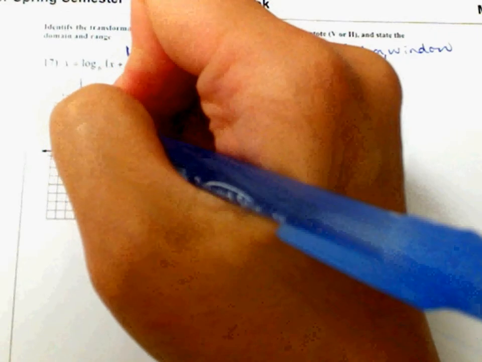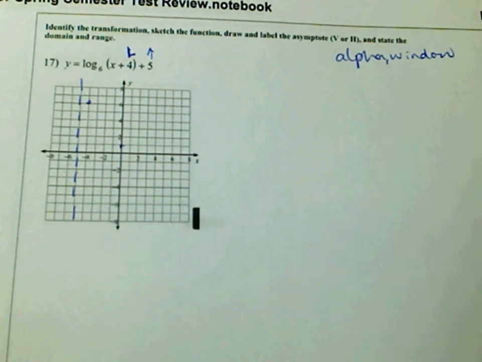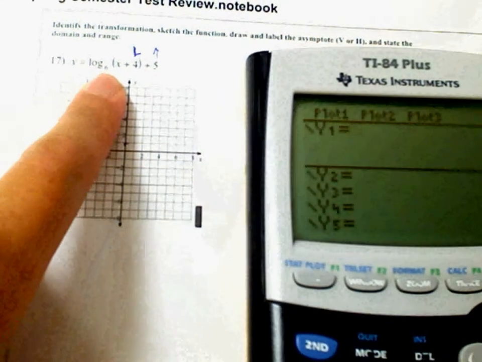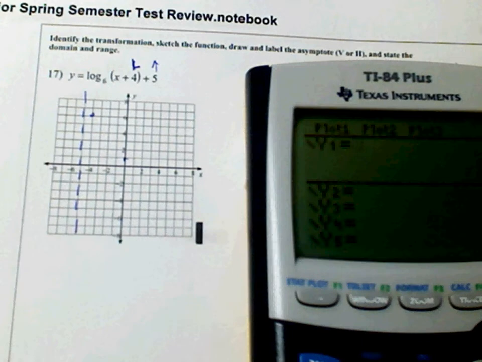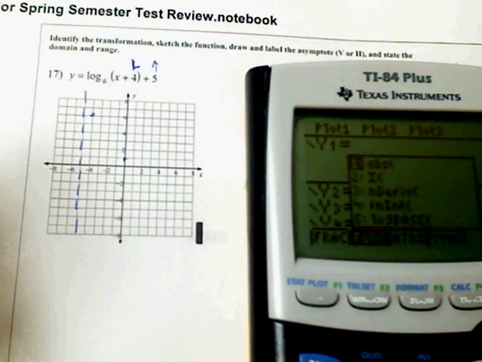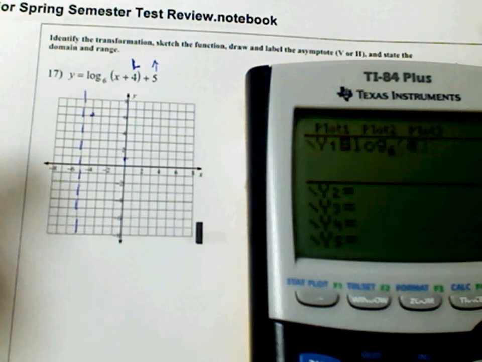Okay. On your calculator, go to y equal. Okay, I'm going to clear mine. I'm going to type that in. Remember, the base is not a 10, so I have to hit alpha window, log base, type in 6, okay, right click to x plus 4, right click, plus 5, and hit graph. Kind of gives you that graph.